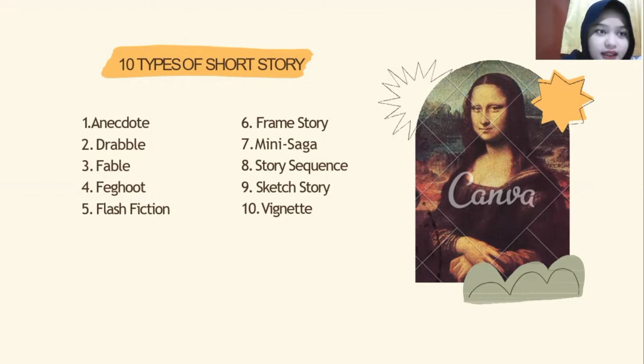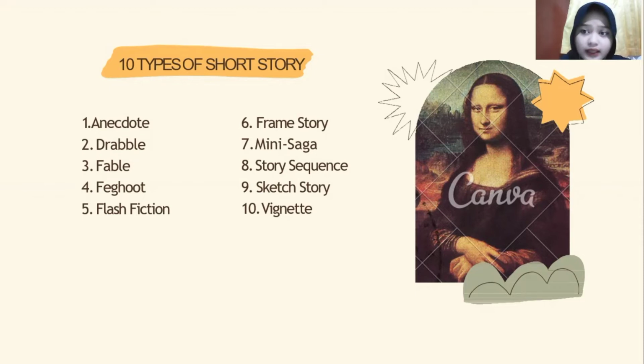The seventh type of short story is mini saga. So if you can manage to tell a story in exactly 50 words, you can call it a mini saga. It is about saying a lot, but with a few words.